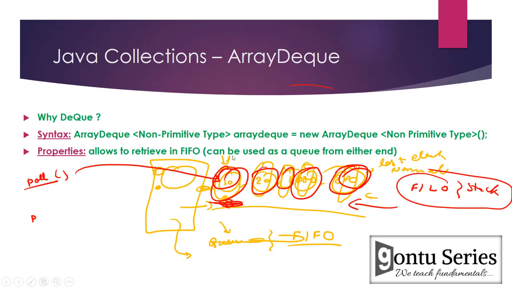It allows you to retrieve in FIFO, and can be used as a queue from either end. Meaning if you use it from left to right, then you use it as a queue. If you use it from right to left, then that becomes a stack. Or in general you can say you can use it as a queue from either end, from left to right or from right to left.